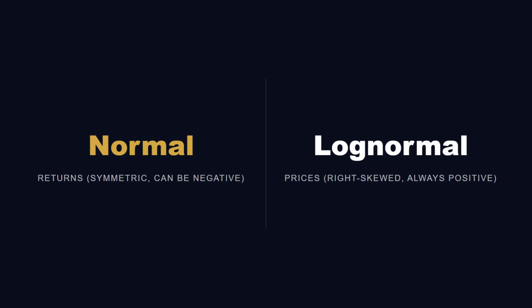Use normal for returns, especially continuously compounded returns. Use log normal for price levels and ratios of prices. The Black-Scholes option pricing model assumes stock prices are log normal, which means it assumes continuously compounded returns are normal. This distinction appears in the derivatives section of the CFA curriculum as well.